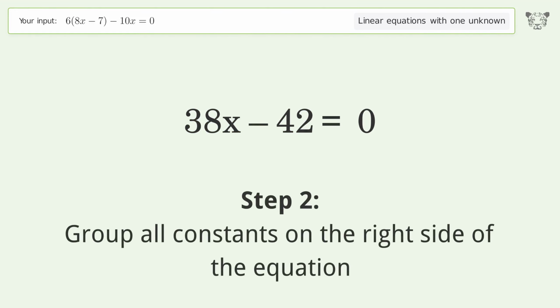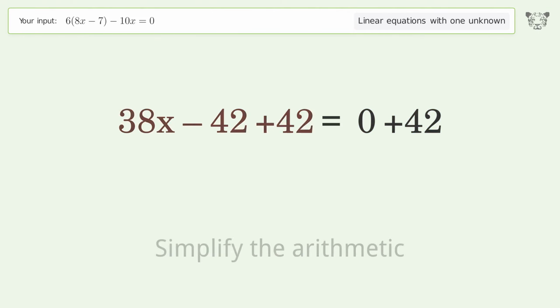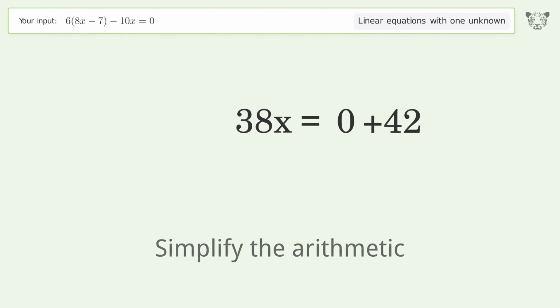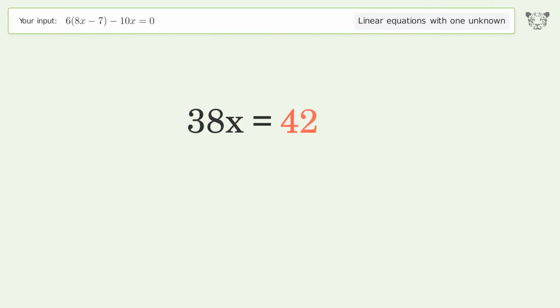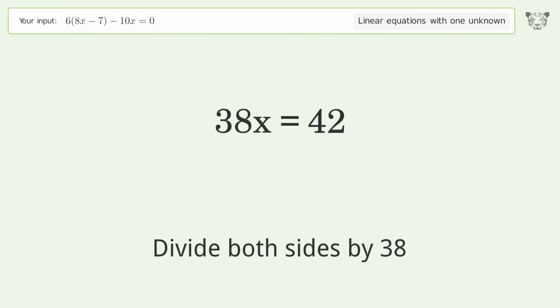Group all constants on the right side of the equation. Add 42 to both sides. Simplify the arithmetic. Isolate the x. Divide both sides by 38.